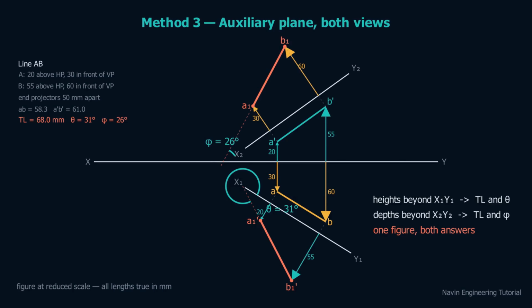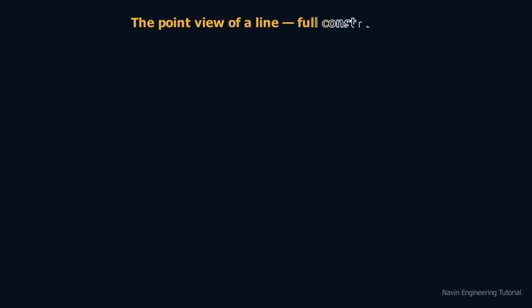One drawing, two fold lines. Transfer heights to find theta. Transfer depths to find phi. This is the auxiliary plane method, exactly as you will draw it on your sheet. One step further, because the auxiliary plane idea does not stop at true length.